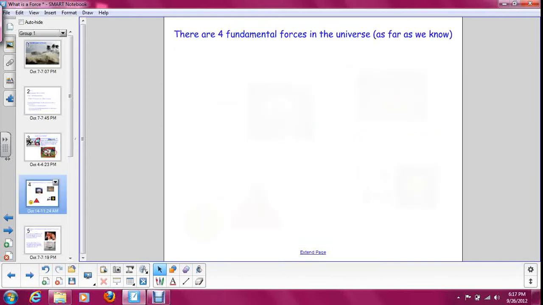There are 4 fundamental forces in the universe as far as we know. 2 of them you're probably pretty familiar with, and the other 2 not so much. The first one is gravity. We all interact with gravity all the time.